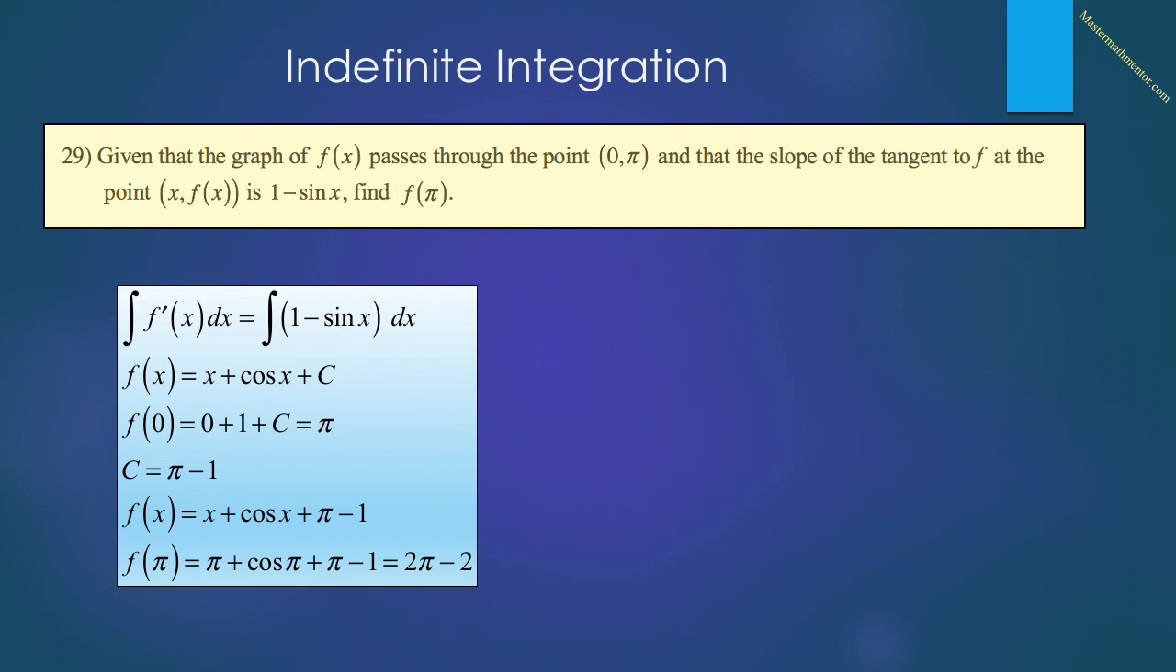So we start with the integral of f prime of x dx is equal to the integral of 1 minus sine dx. And we end up integrating that f of x is equal to x plus cosine x plus c. Plugging in 0, we get 0 plus 1 plus c is equal to pi, making c equal to pi minus 1. Therefore, f of x is equal to x plus cosine x plus pi minus 1. And now at x is equal to pi, we get f of pi is equal to pi plus cosine pi plus pi minus 1, which is 2 pi minus 2.